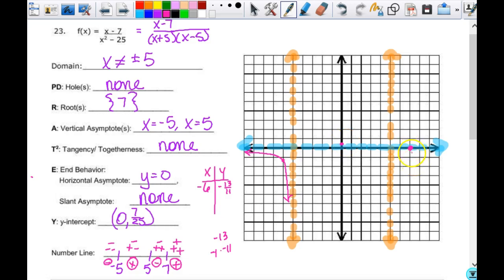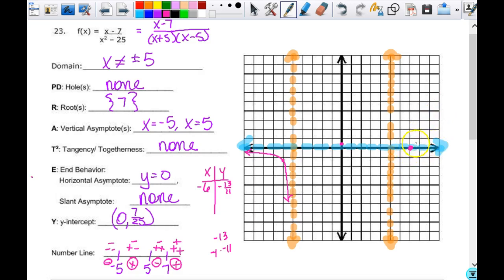So from positive 5 to 7 it is negative. And remember, there's no togetherness, so I know that I'm starting up here and up here, so this has to come from down here. So it's negative to right here. Then it's positive. But it's not going to be positive and go up like this because I have this horizontal asymptote, right? My end behavior, it doesn't follow a slant asymptote, and it doesn't follow anything else.